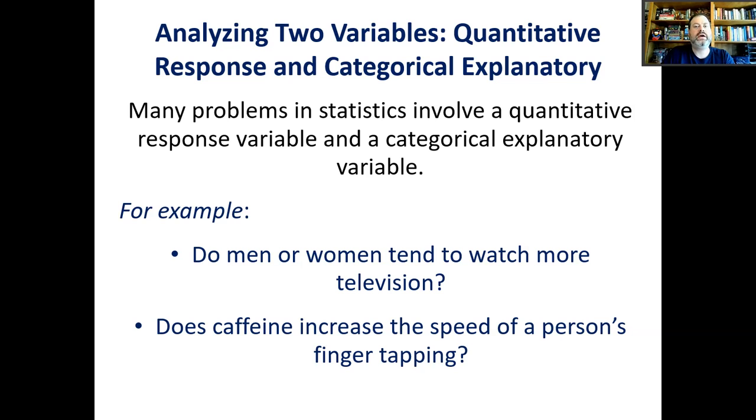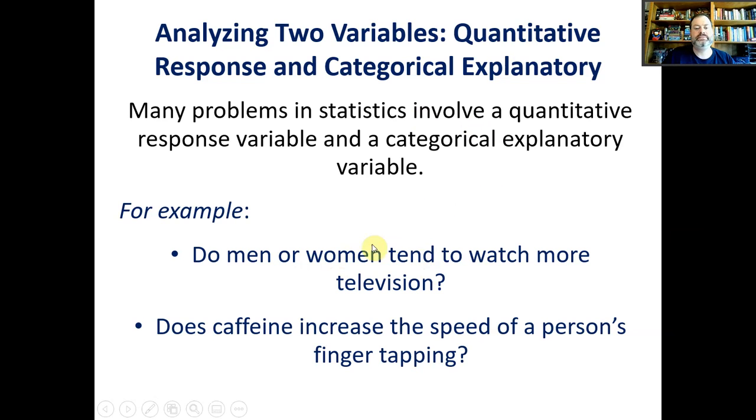All right, what we're going to see now is what happens when we have a quantitative response variable and a categorical explanatory variable. So many problems in statistics involve this combination of variables. So here's a couple at the bottom. Do men or women tend to watch more television? And does caffeine increase the speed of a person's finger tapping?